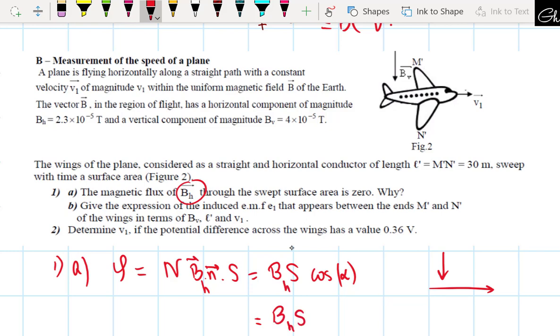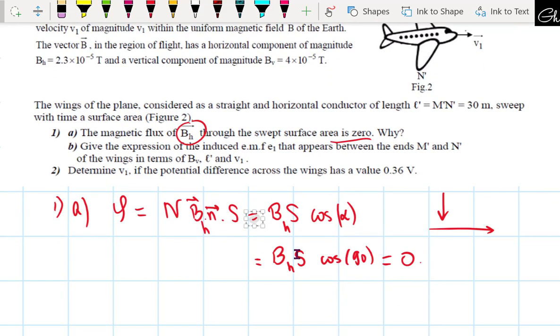So it's BH S cosine 90, and as you know, cosine 0 is 1 and cosine 90 is 0, so the answer will be 0. So there will be no magnetic flux, and this is what they are asking us about. So the magnetic flux of the horizontal component of the magnetic field will be 0. There is no effect for this magnetic field.